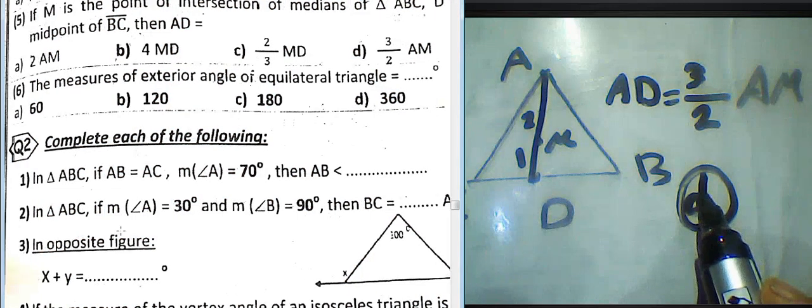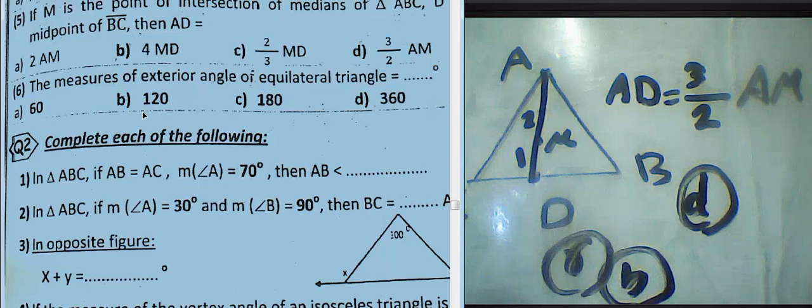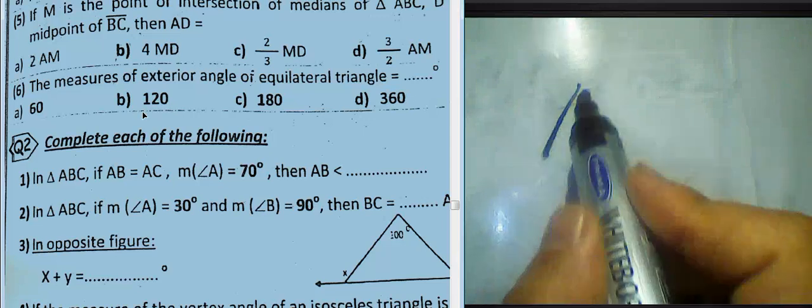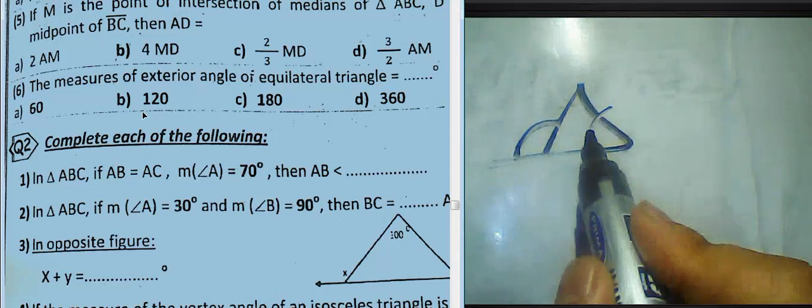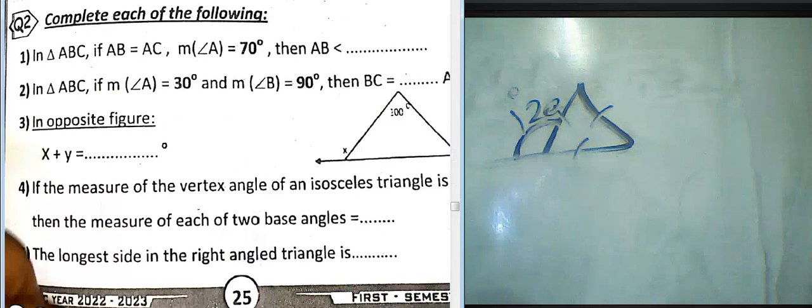Question number 6. The measure of an exterior angle of an equilateral triangle equals 120. We must choose letter B about question number 6. In an equilateral triangle, each angle inside it equals 60 degrees, and he asked about the exterior angle, which equals 120. Look with me at the triangle, 120 degrees is the exterior angle. Okay, look with me at the next question here.